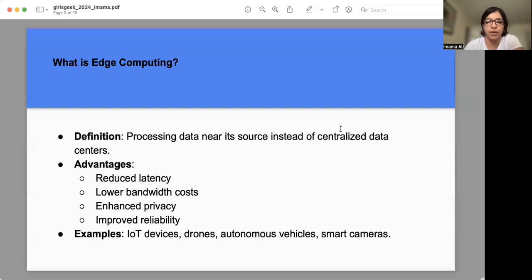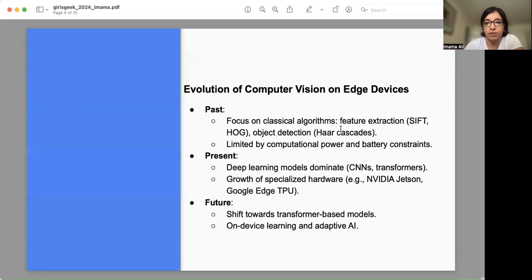It also helps reduce the bandwidth cost and enhances privacy. The data is processed on device and destroyed, and there is no need to make copies of the data. It also improves reliability by processing the data on the spot and being able to see the results very quickly. Examples of these kinds of devices are IoT devices, drones, autonomous vehicles, and smart cameras.